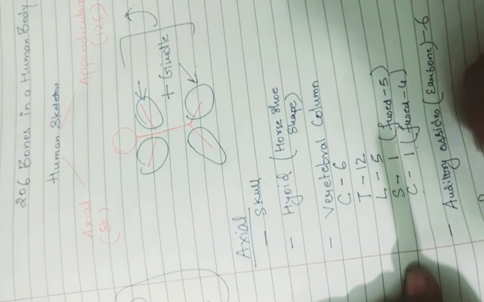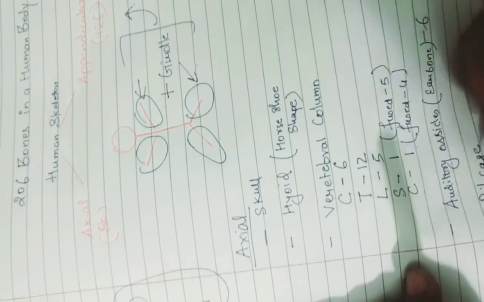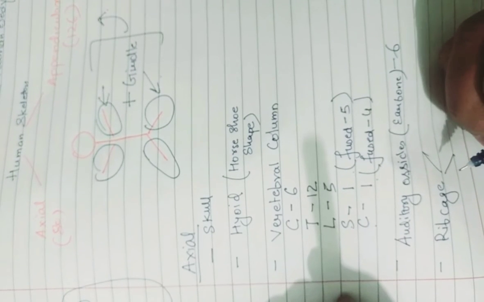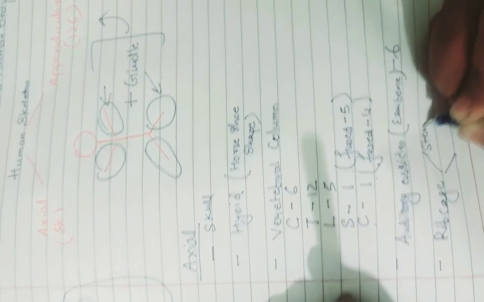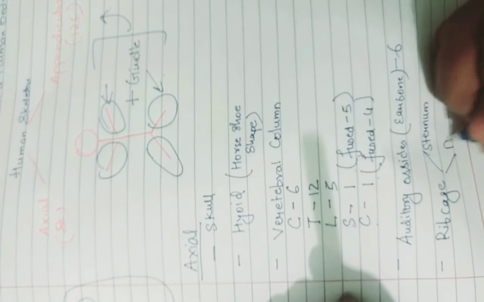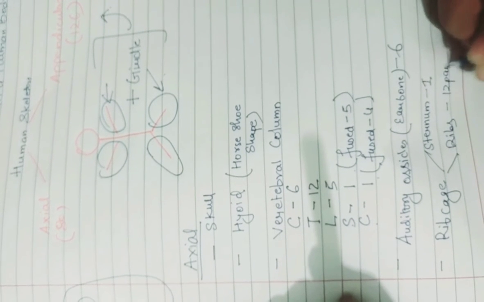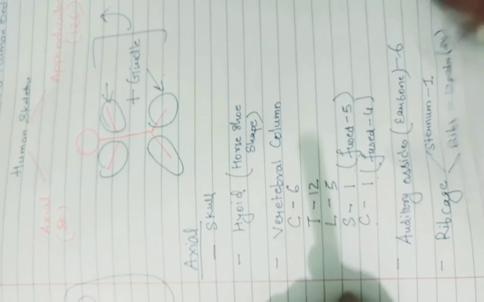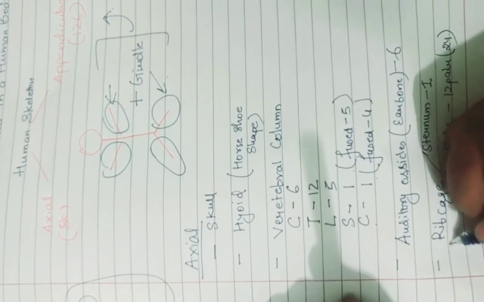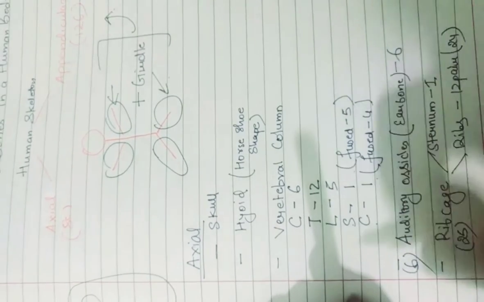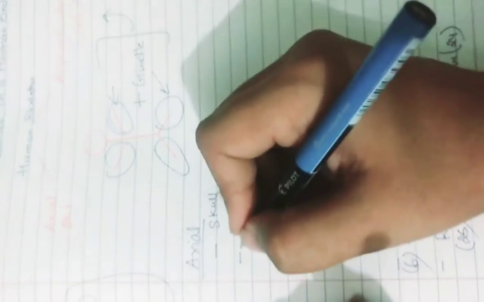Then you have your rib cage. What comes in the rib cage? There are basically 2 things in the rib cage. One is your sternum, and then your ribs. Sternum is only 1, and ribs you have 12 pairs. That means a total of 24 bones. Then in the rib cage you have a total of 25 bones. In ear ossicles you have a total of 6. In the vertebral column, if you count all these things, you will have 26 bones. Hyoid is only 1 bone, and then we will study about the skull.